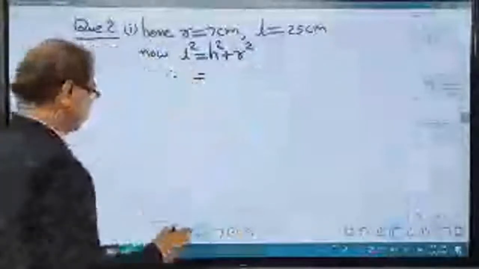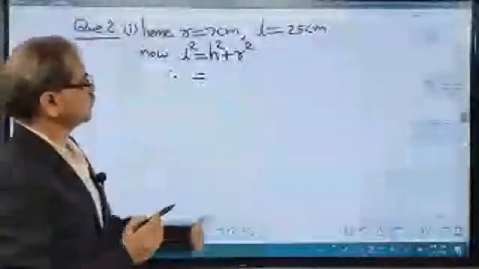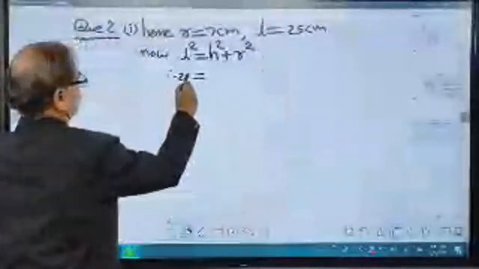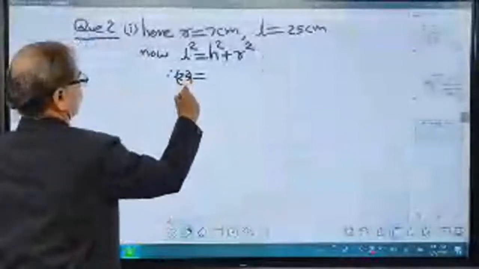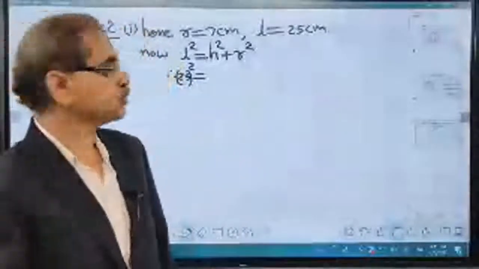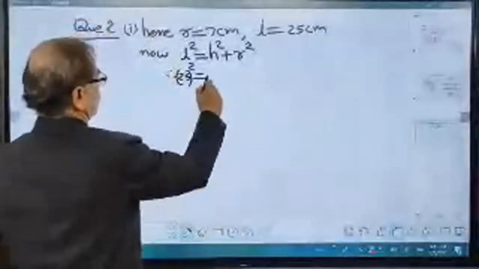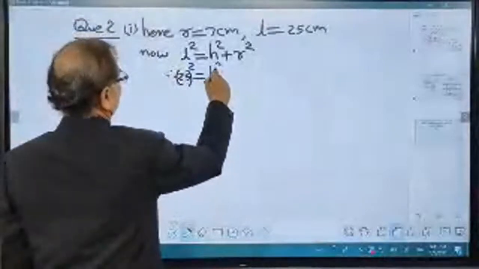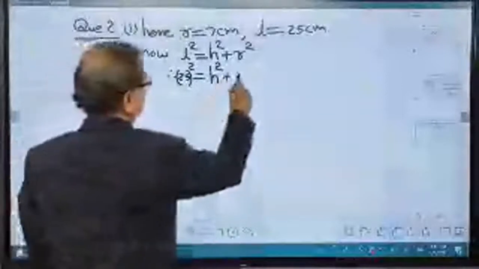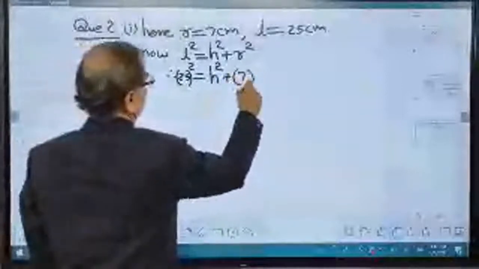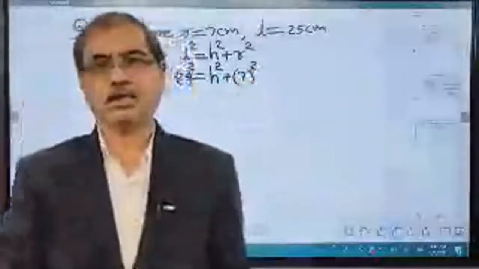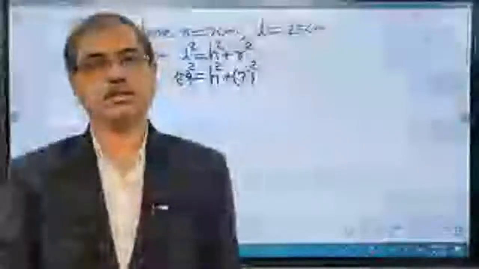Value of L is given to us, so we shall substitute. L is 25 centimeter, so 25 whole squared on the left hand side. 25 whole square is equal to H square, which we don't know so we keep it as it is, plus radius. Radius is 7. That is how in our formula we substitute the values of L and R and we are able to calculate the value of H.